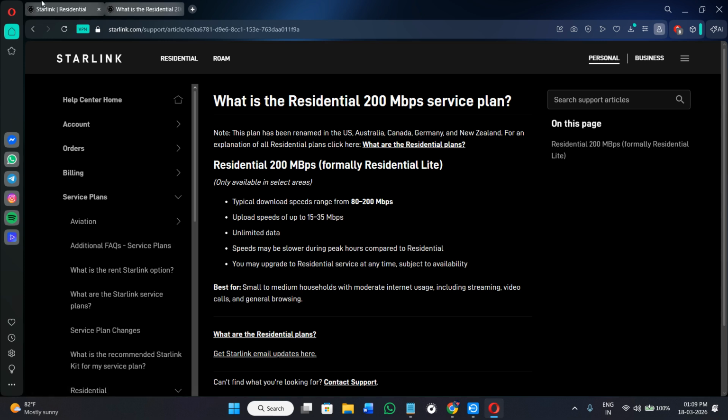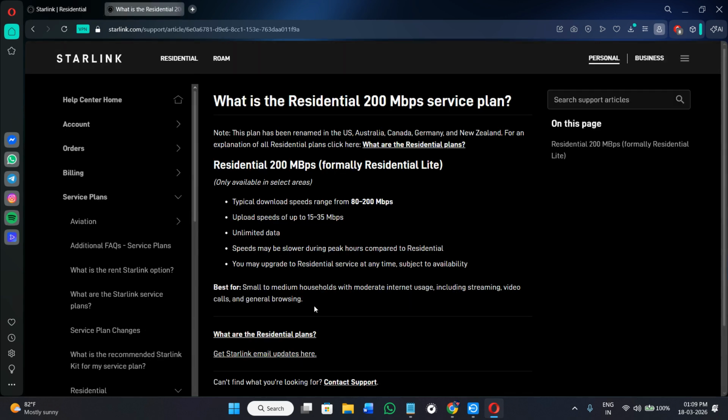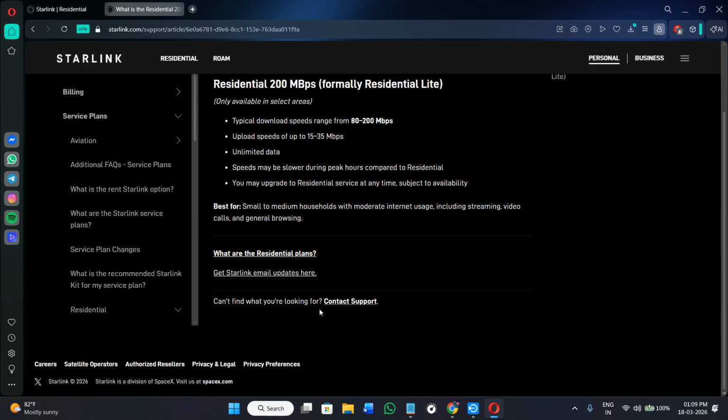When it comes to pricing, Residential Lite is going to cost you around $80 per month. The Residential plan is going to cost you $120 per month. So the Lite plan is about $40 cheaper every single month. That makes it the budget-friendly option.